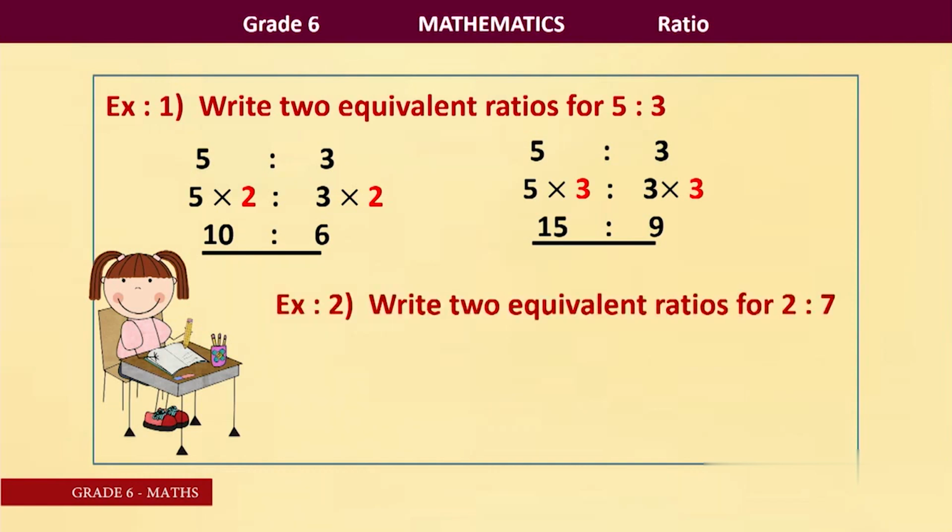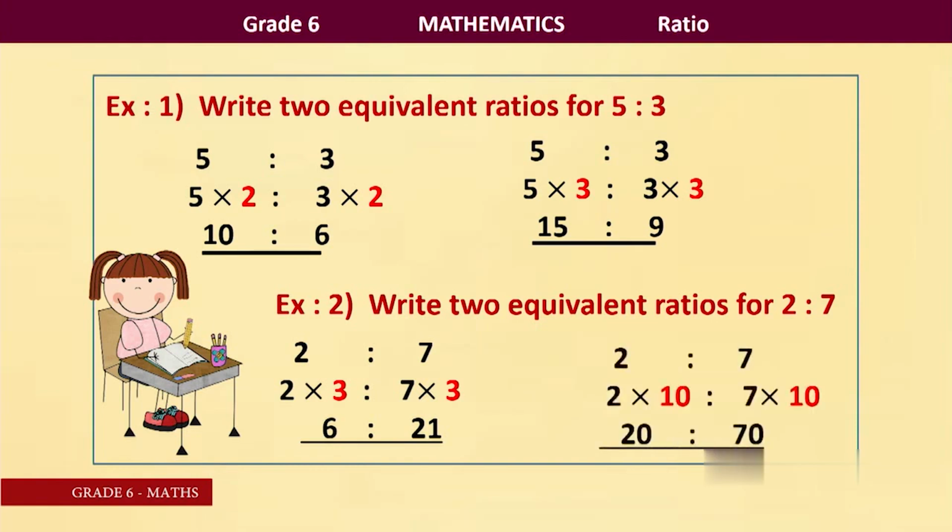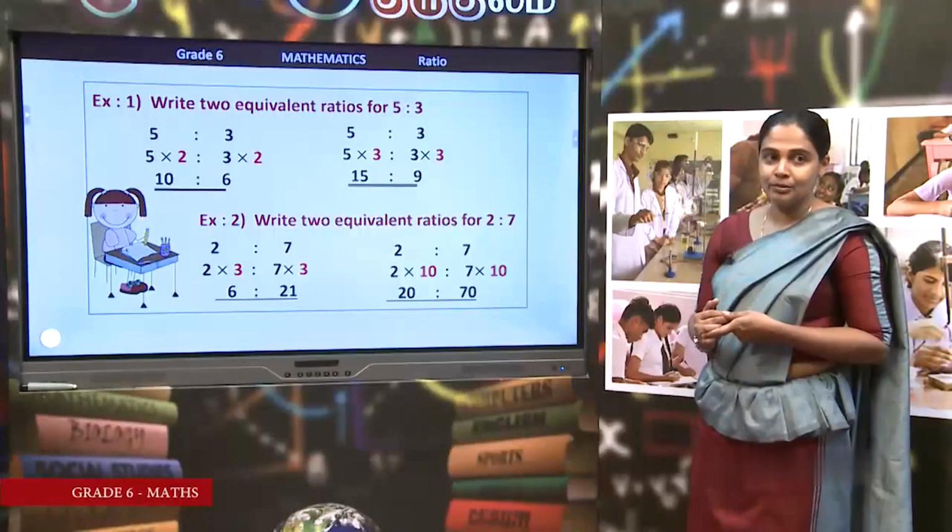Next one, write 2 equivalent ratios for 2 to 7. 2 to 7. Then multiply by 3, then the answer is 6 to 21. Let's write another ratio. Here I multiplied them using 10. You can select any number. Then 2 to 7. Multiply by 10, the answer is 20 to 70.